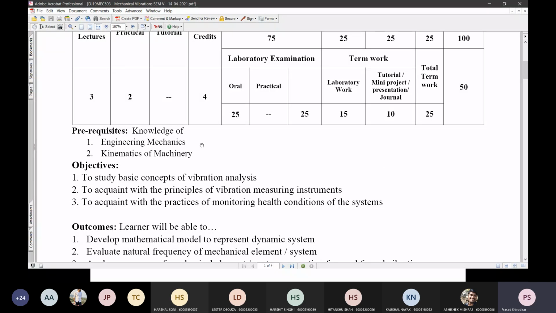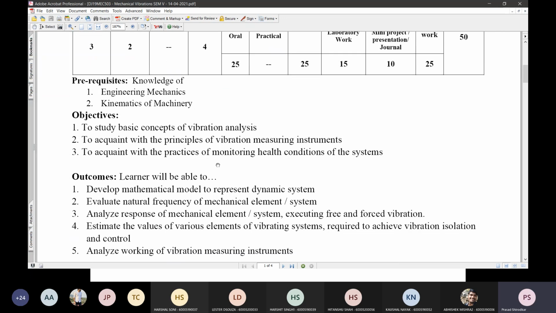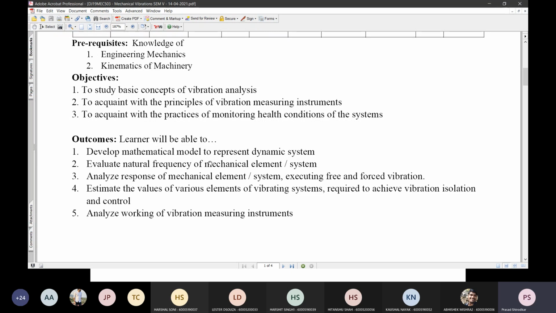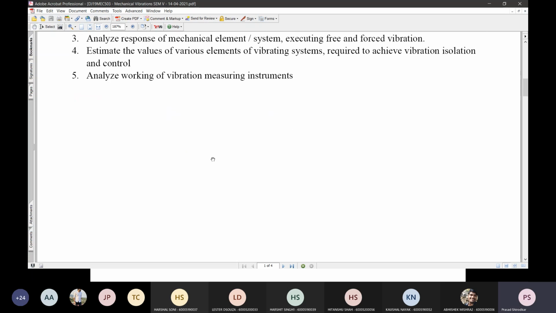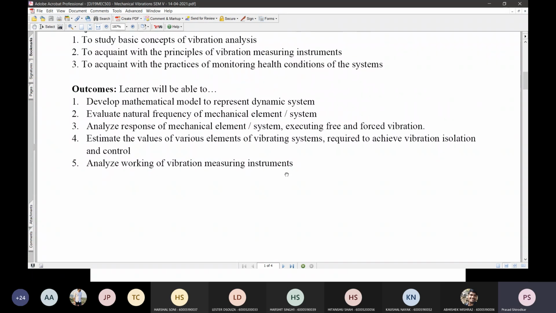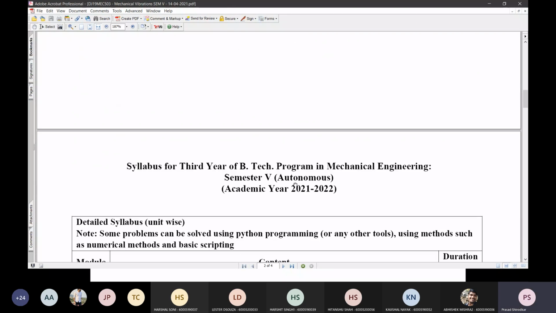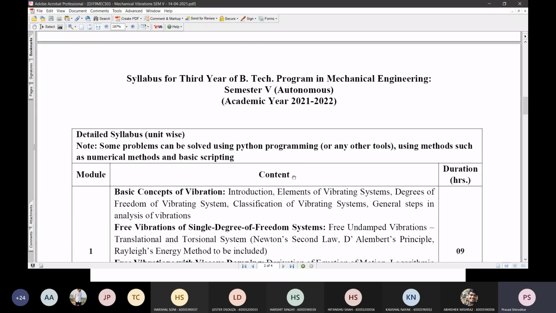The required courses for doing this course are engineering mechanics and kinematics of machinery. Both these subjects you have already studied. We have some predefined outcomes and objectives. You can go through the syllabus, and we are going to do all these various activities during the entire semester. Okay. So let's go briefly module wise.